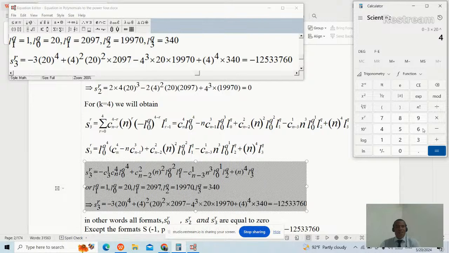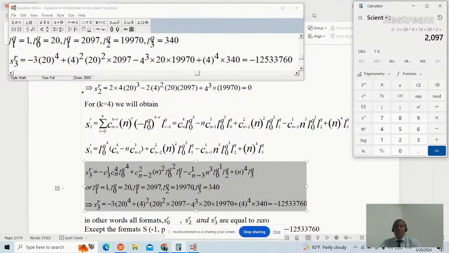Plus 16, you see this one, 16 times 20 squared times 2097. We just write plus 16 times 20 squared, which is 400, or I will write 20 squared so that it will never be confused. Times L1, learners. L1 is 2097.